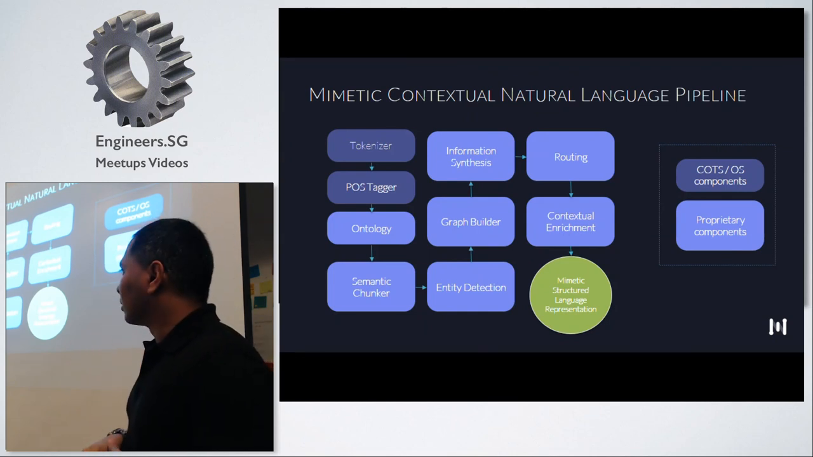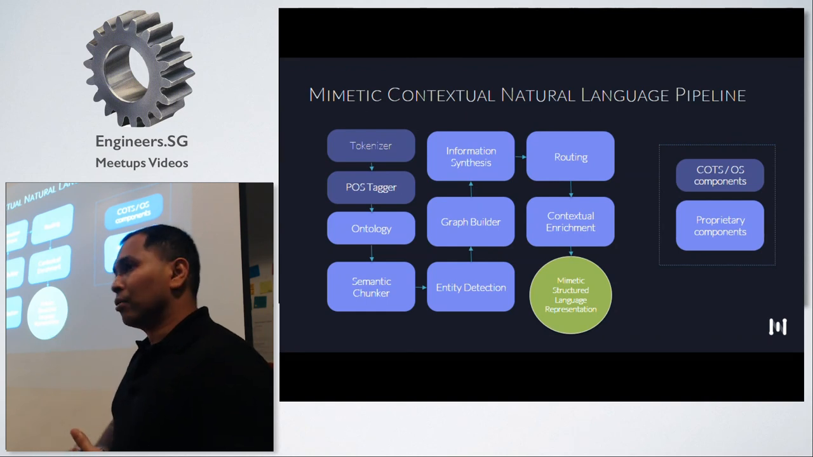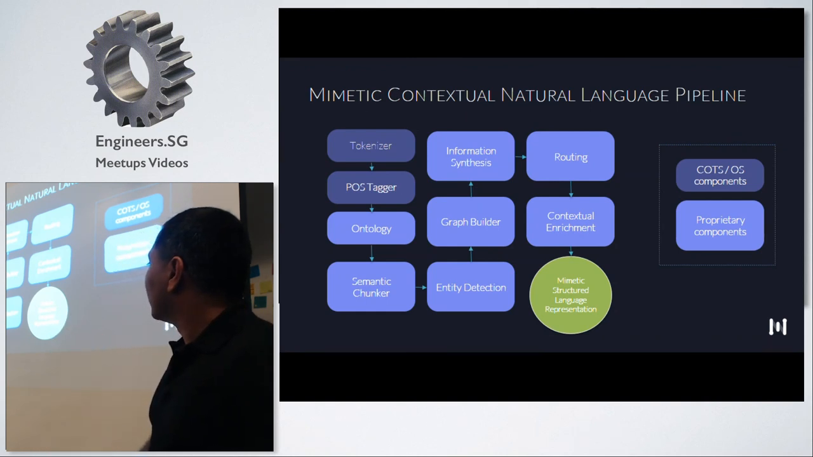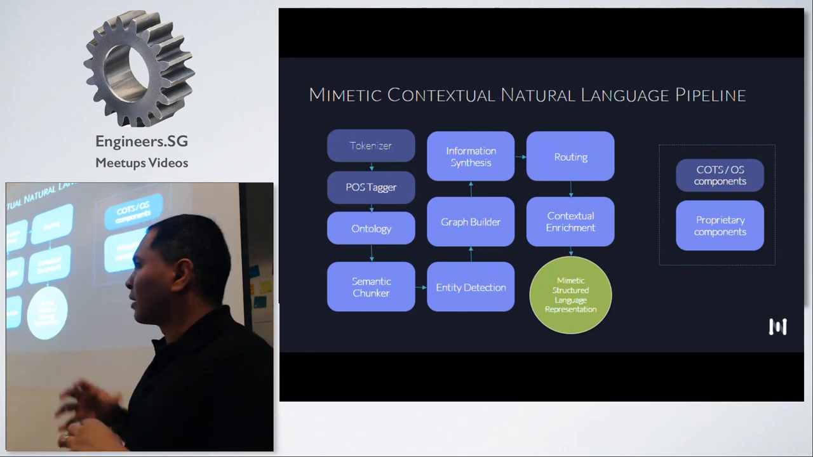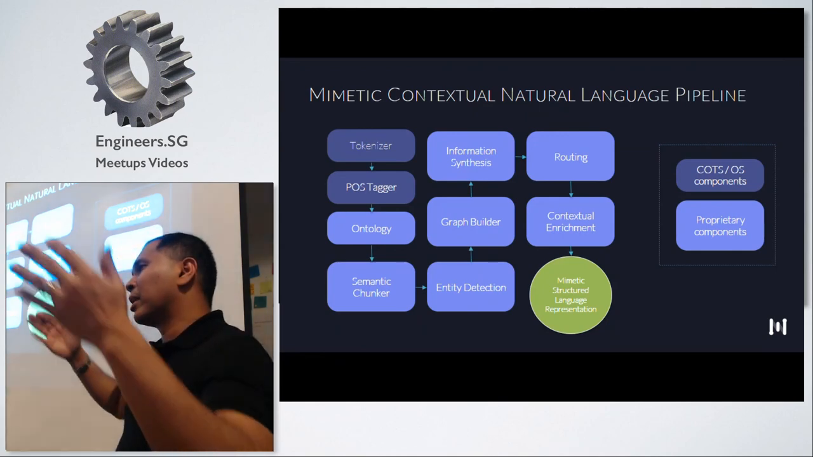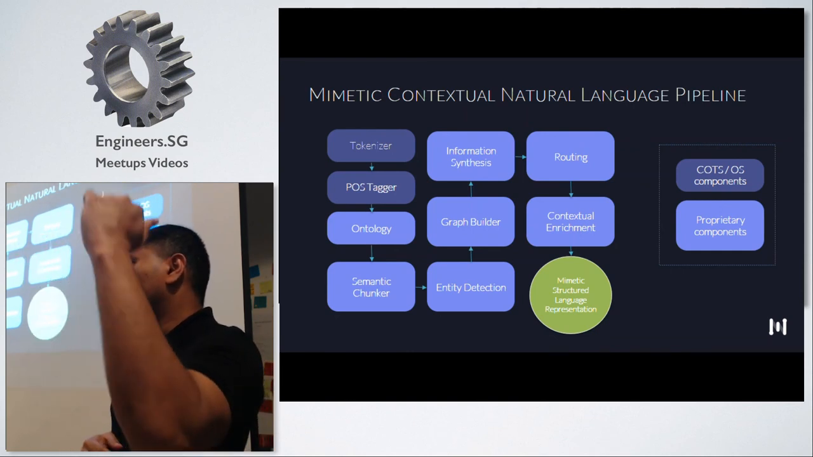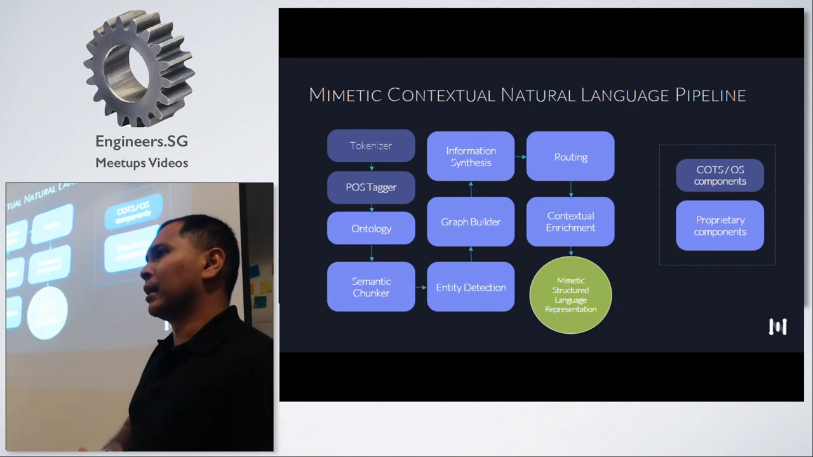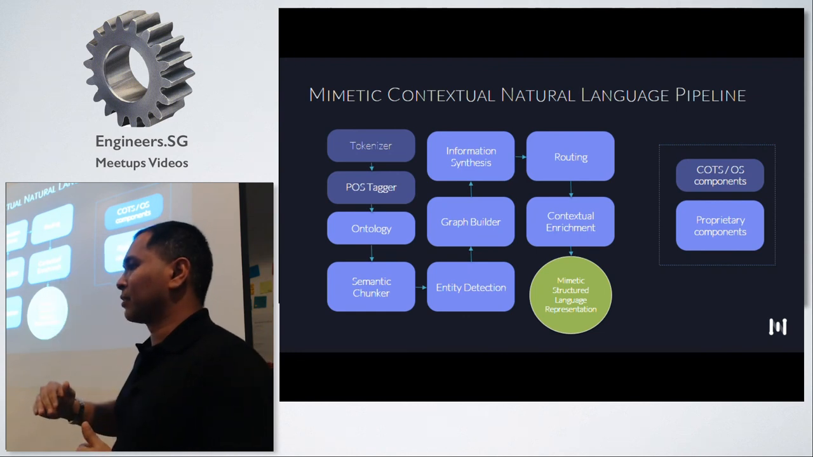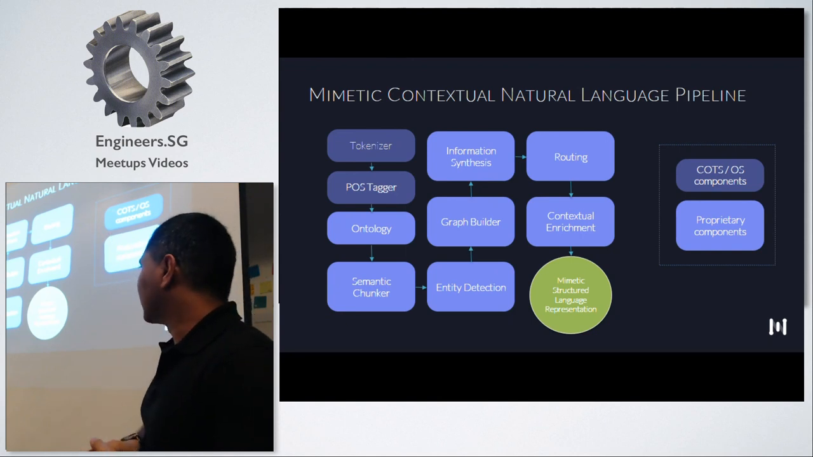It's got an ontology that looks up things like lunch and enriches it. And then we've got a semantic chunker, which really uses meaning to group words together. Then we do entity detection. So this is the Holland Village example. And then we build a graph of the sentence, and not only of the sentence, but across multiple sentences, right? If you think about it, we're reading an entire email, looking at sentence one, sentence two, sentence three, and constructing information and actions and data from this series of sentences, right? And so that's the graph builder, and then the information synthesis piece of it.